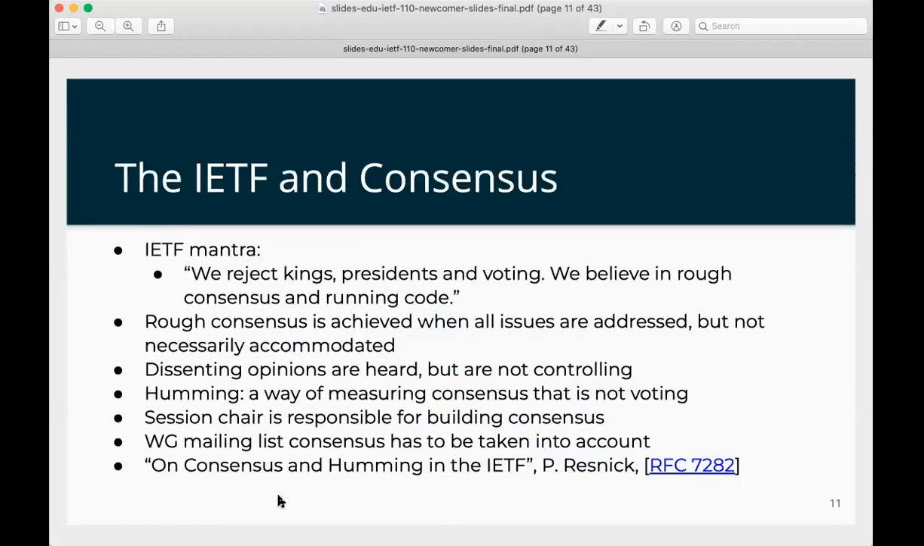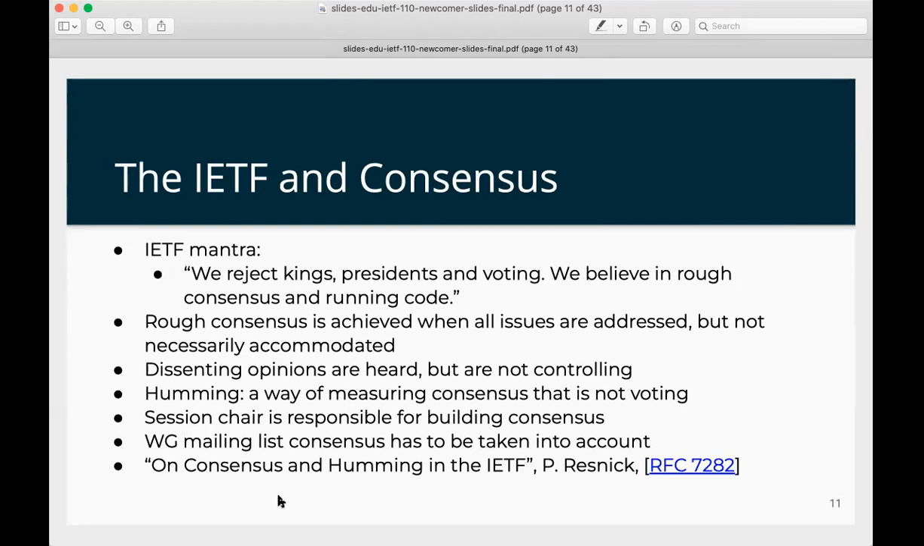So I mentioned earlier IETF and consensus. There is an old IETF mantra. It's basically, we reject kings, presidents, and voting. We believe in rough consensus and running code. This is an old quote, credited to the early foundations of the IETF. But what it basically means is that, as I indicated earlier, we don't vote. Rough consensus is a process by which all of the issues have been addressed or discussed, but they may not necessarily have been accommodated. So you can move forward even if there are dissenting opinions.